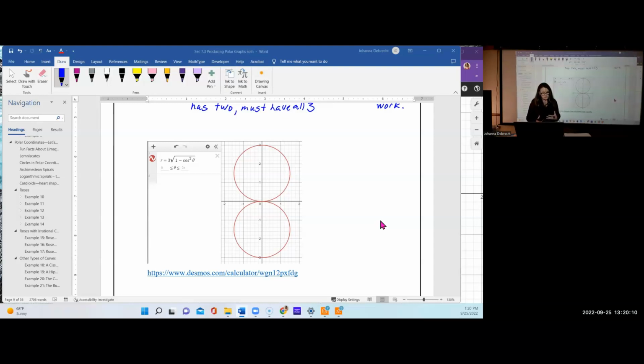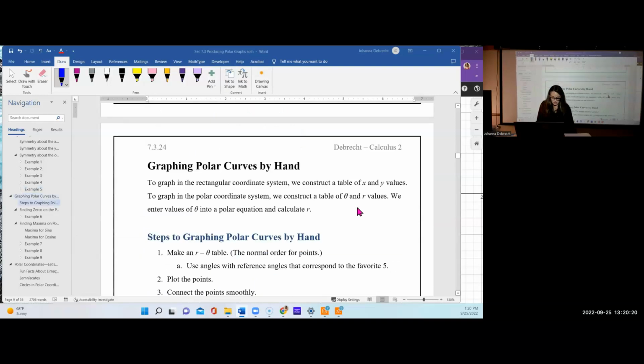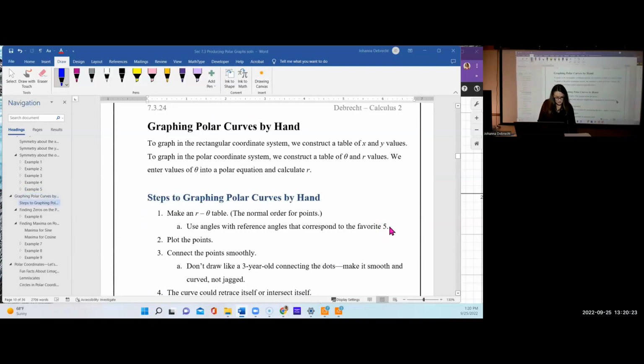What we're going to turn our attention to now, after having looked at symmetry, is graphing and then zeros. So what is a zero? First, we want to talk briefly about graphing polar curves by hand. Now, we will graph two by hand in this particular video, but again, my students, I do not expect you to graph by hand. What I will have you do instead is use a graphing calculator or technology. So we enter values of theta into a polar equation and we calculate r.